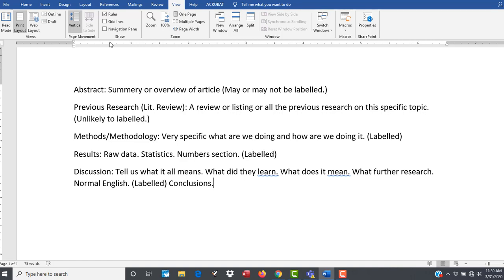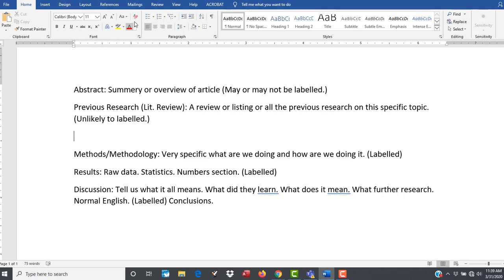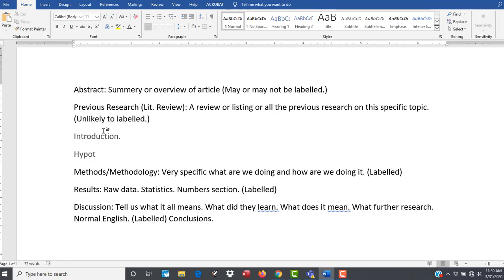These items are always going to be in this order. I will never find the literature review at the end of an article. I will never find the results at the beginning. They will always follow this pattern. As scientists, sociologists can be very literal. As I go through an article, I may see other sections. I may see an introduction. I may see a hypothesis. What are they trying to prove or disprove? Down here at the end of the article, I may likely see a section called conclusion.